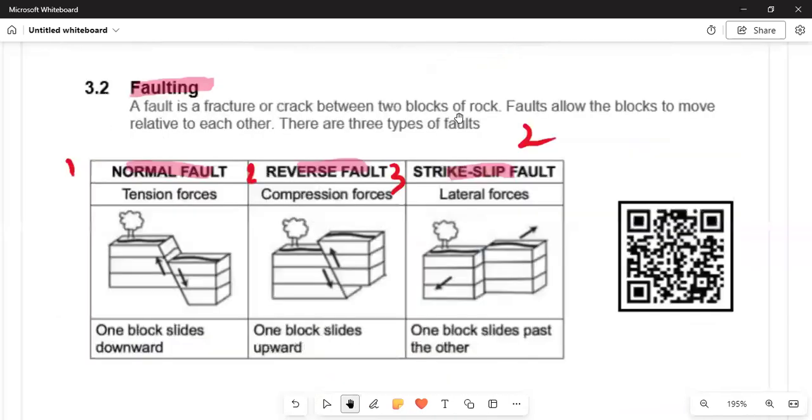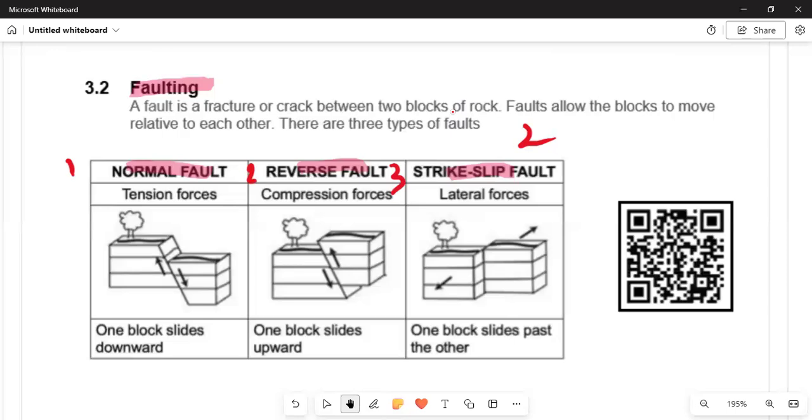Now we move to faulting. A fault is a fracture or crack between 2 blocks of rock. Faults allow the blocks to move relative to each other. There are three types of faults. In the examination, you need to give the concept, what it is, for 2 marks, and you need to list the three types of faults. Number 1, we've got the normal fault. Number 2, the reverse fault. Number 3, the strike-slip fault.